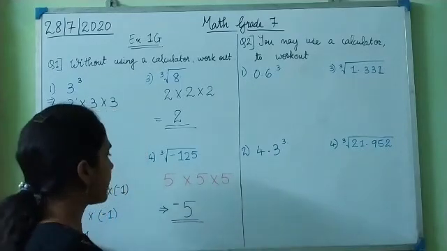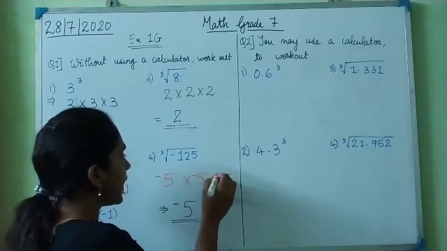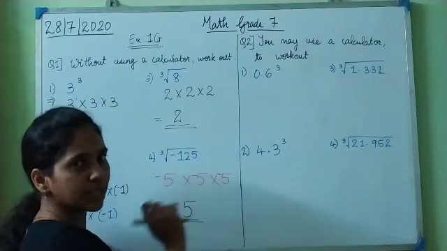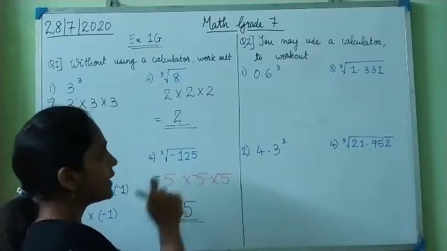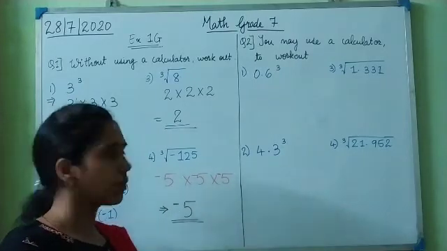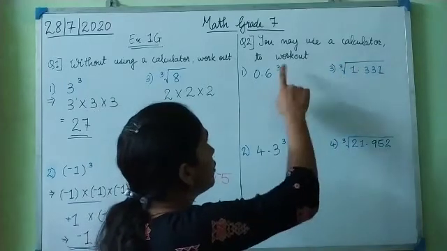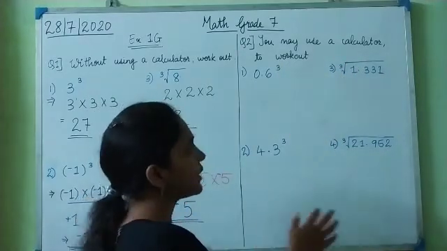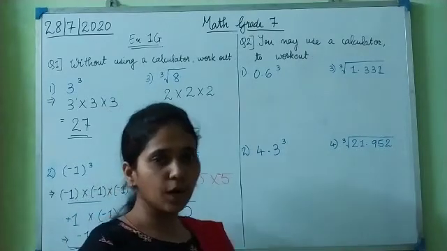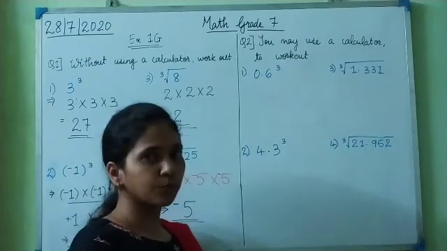Why? Because when we multiply negative of 5 to itself 3 times, this is negative. So when we are multiplying -5 to itself 3 times, we are getting -125. So the cube root of -125 is -5. Now let's go to the second question. The second question is, you may use a calculator to work out. So we can use a calculator to work out these sums. I explained to you how to use a calculator and how to solve these cube and cube root sums.